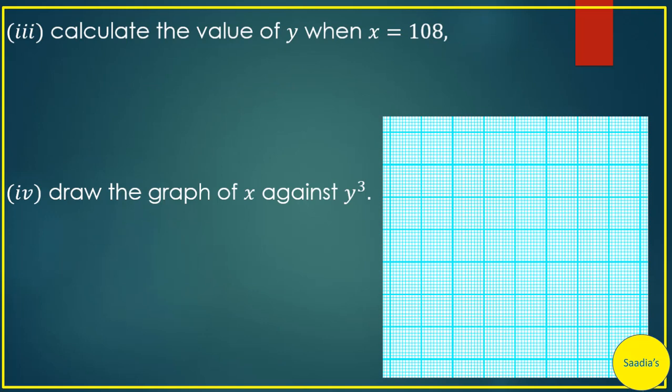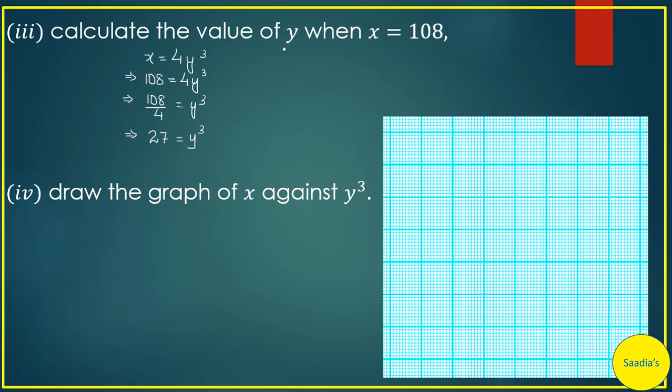Third part is calculate the value of y when x is 108. So the equation that we had formed was x is equal to 4y cube. Now here instead of x, we are going to put its value which is 108. And 4y cube remains as it is. With y cube, 4 is being multiplied. When we take it to the other side, it will be divided. And what is 108 divided by 4? It's 27.